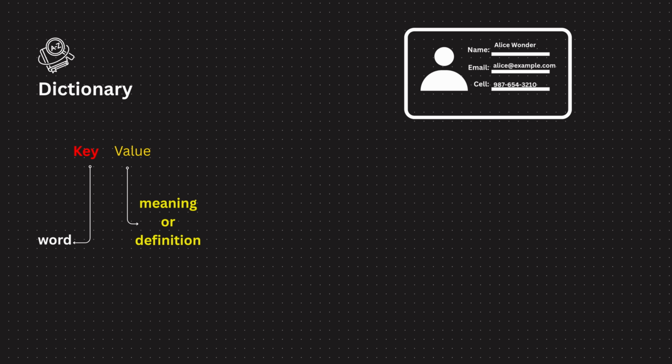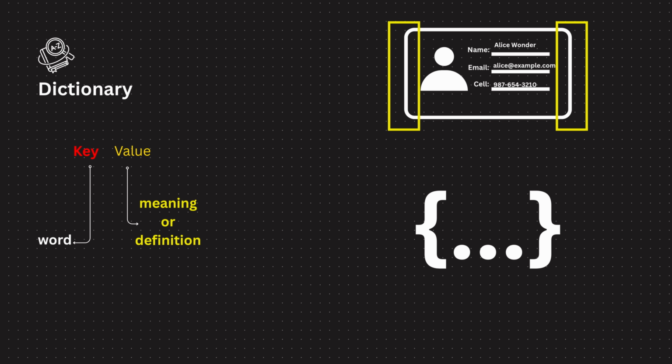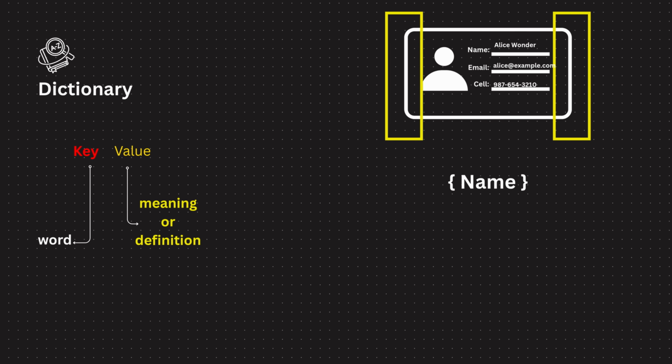First, a JSON object starts and ends with curly braces like this. Think of the curly braces as the edges of the business card. Now add the name. The key is name. In JSON, keys are always strings, so we put them in double quotes, then a colon, and then the value, which is also a string, so it also gets double quotes. Simple, right?